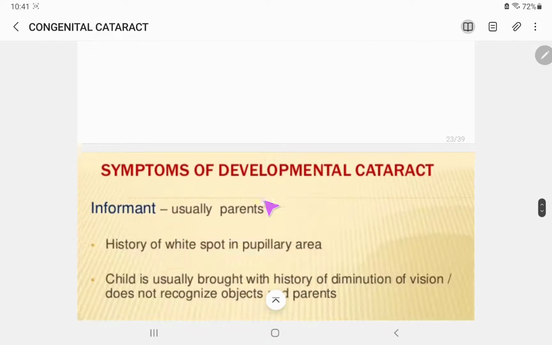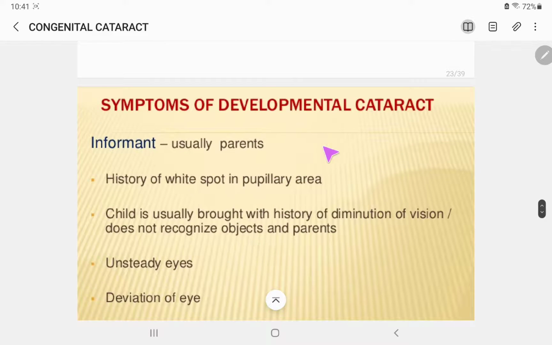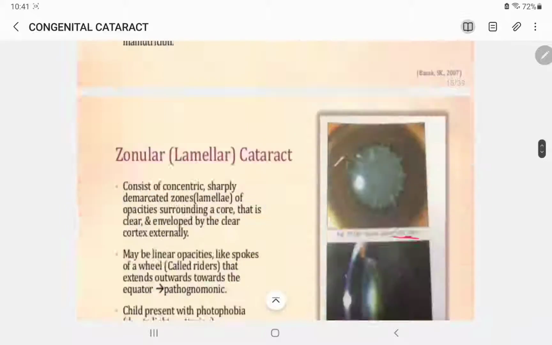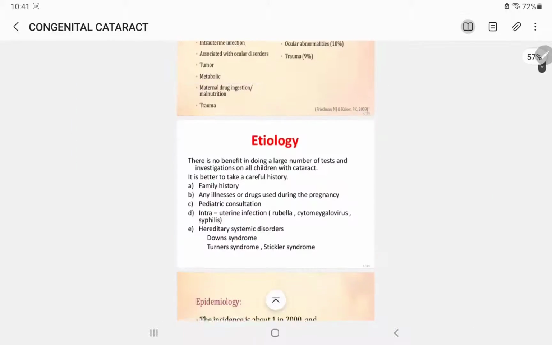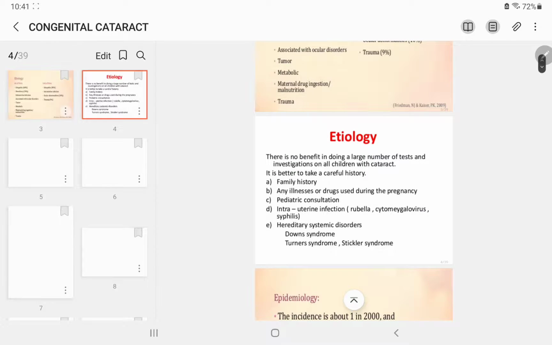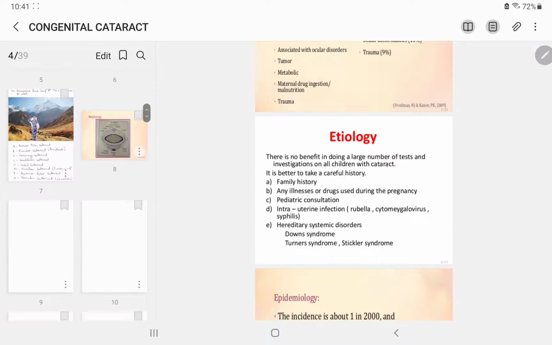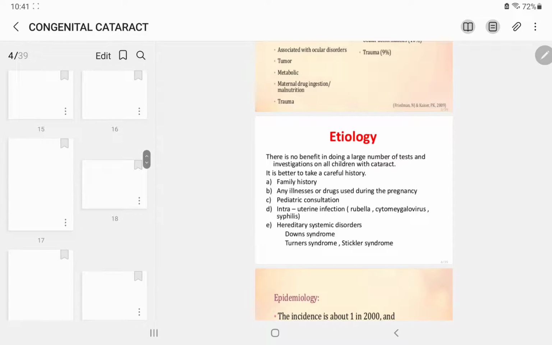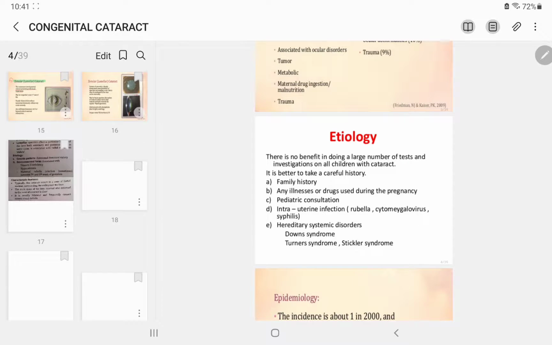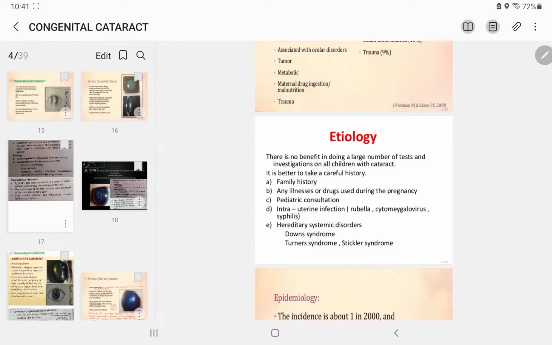Yeah. So I think that's up to now. We have discussed the cataract and its etiology and other different kinds of features and all mnemonics. So in the next video we will discuss its signs, symptoms, investigations, and the surgery.